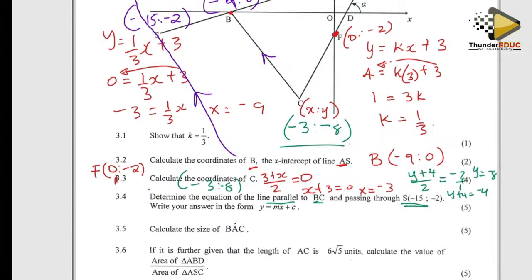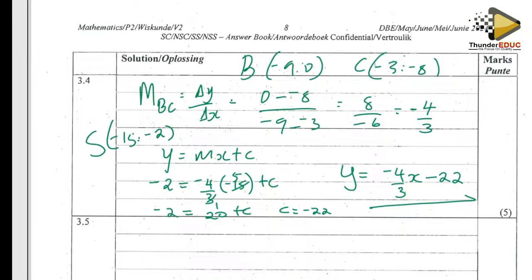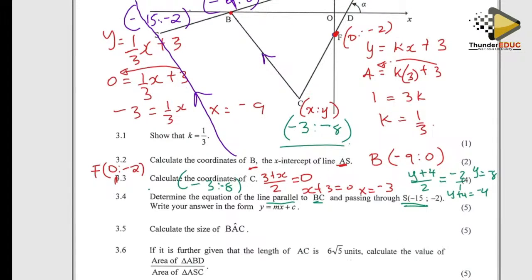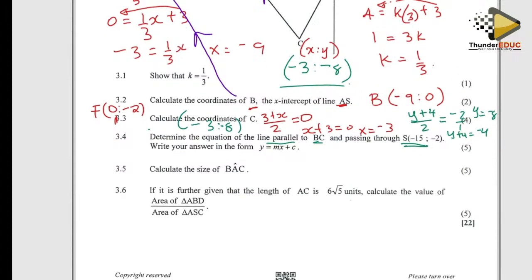Okay. Then, did we do everything correctly? Minus 2, minus 4 over 3. Okay, minus the plus. Okay, perfect. We move on. Then 3.5, they want us to get angle BAC.